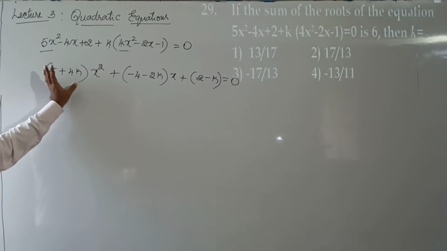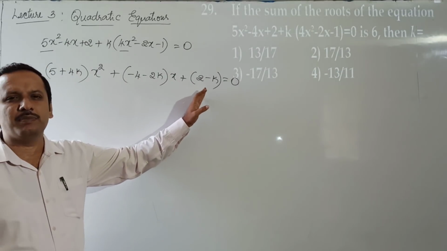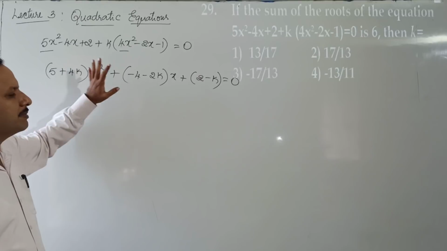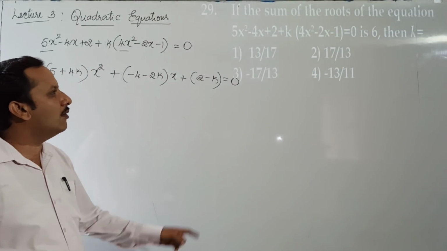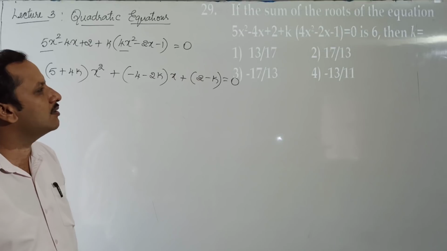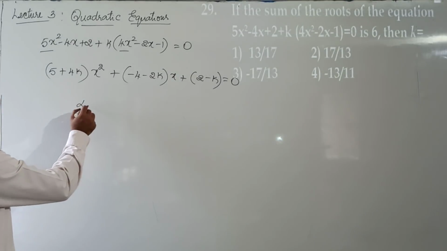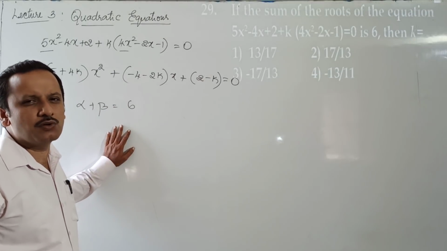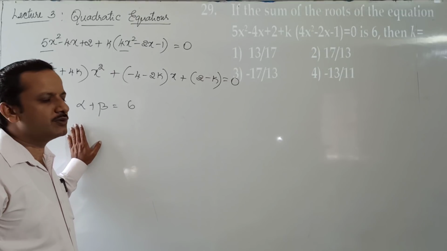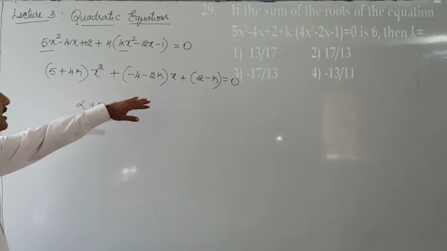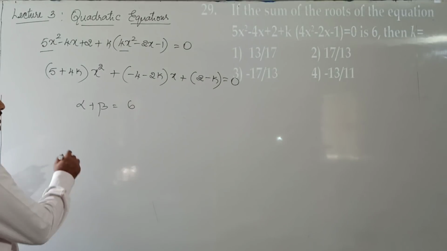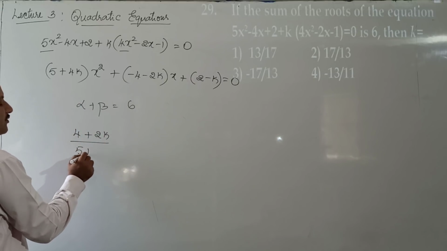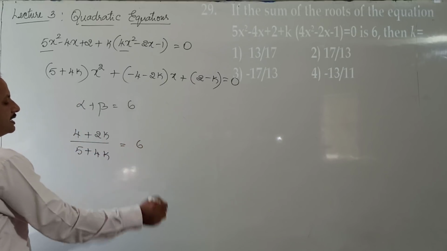So now it is in the form ax square plus bx plus c is equal to 0. Now what have they given? Sum of the roots is equal to 6. So alpha plus beta, if I take alpha and beta as the roots of this equation, sum of those two roots is equal to 6. Sum of the roots, we know the formula minus b by a. Here b is minus 4 minus 2k, so minus b means 4 plus 2k divided by a, which is 5 plus 4k. That is equal to 6.